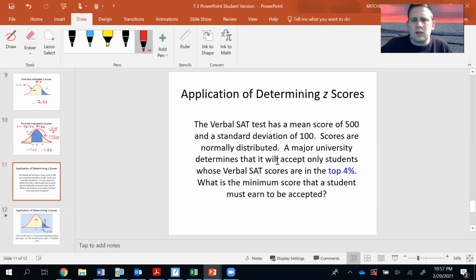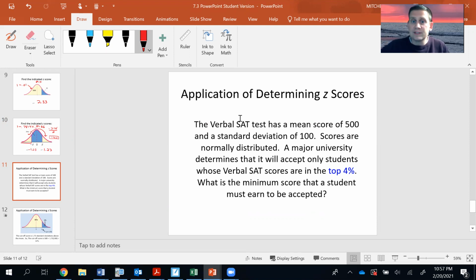So now we're going to take a look at this application question. The verbal SAT test has a mean score of 500 and a standard deviation of 100. Scores are normally distributed. Okay, that means bell curves, Z-scores, all that stuff. A major university determines that it will only accept students whose verbal SATs are in the top 4%.